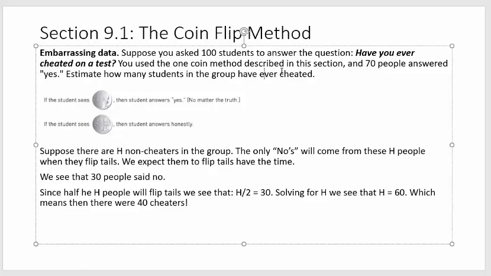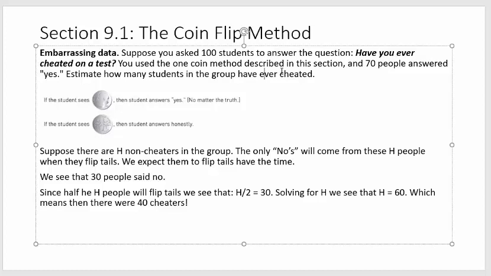So you give them a coin and you say, look, flip the coin, and I'm not going to look at the coin, and you have to answer the following way. Okay, so the student flips the coin. If they see a head on the coin, they have to answer yes no matter what. So even if they've never cheated on a test and they flip the coin and they see heads, they have to answer yes. Okay, and if they flip the coin and they see tails, what the student does is they have to answer the question honestly. They have to say, yes, I was a cheater, no, I wasn't a cheater.